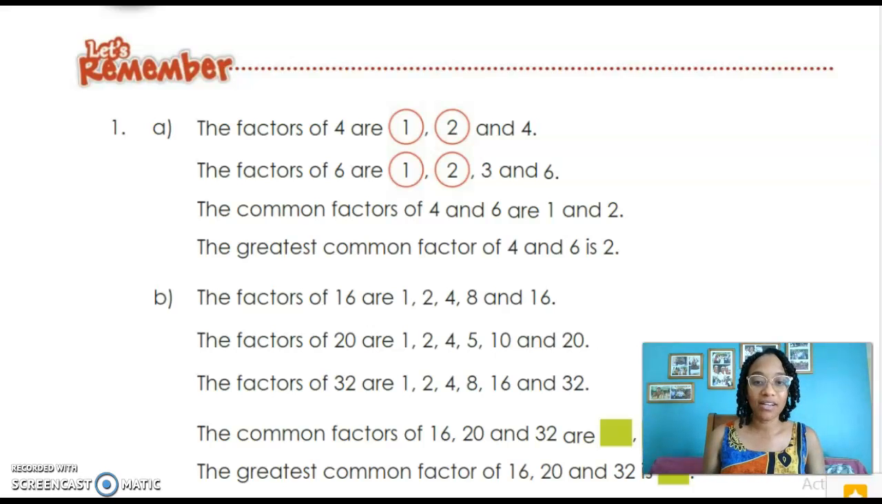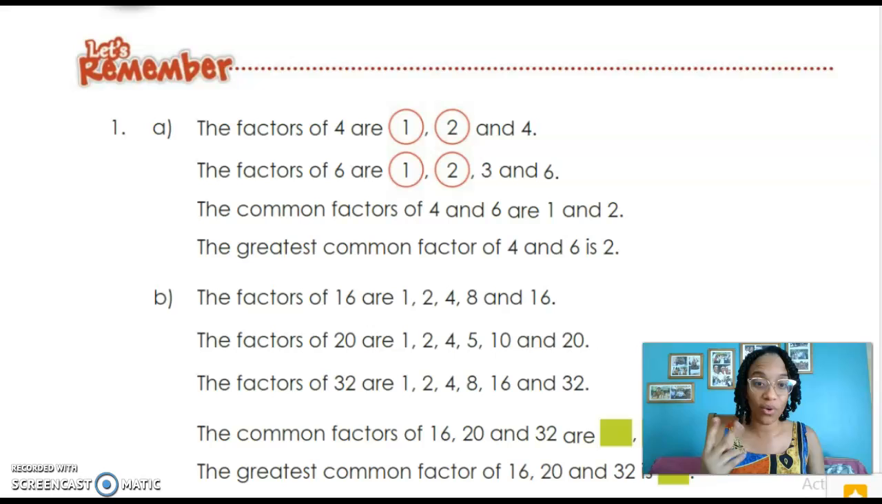So now let's look at the factors of 16, 20, and 32. You can see them right there in example B in front of you. We're going to look for the common factors of 16, 20, and 32. Well, as I look, I notice that the number 1 is in every single line. 1 is a factor of 16, it's a factor of 20, it's a factor of 32. In fact, 1 is a factor of every number. So 1 is a common factor of 16, 20, and 32.